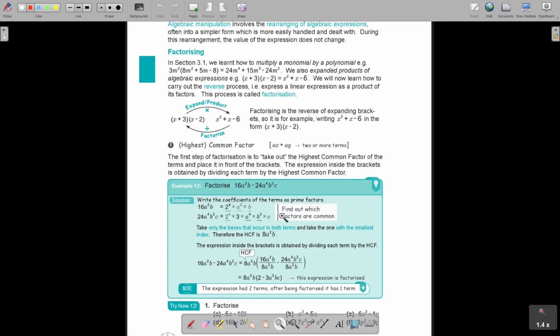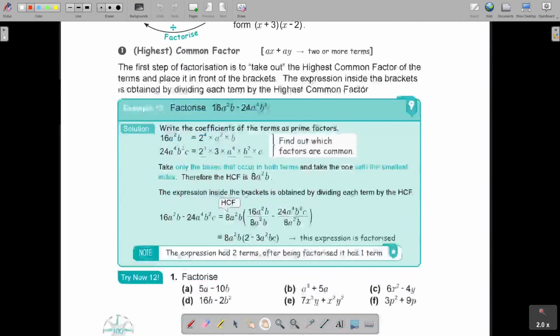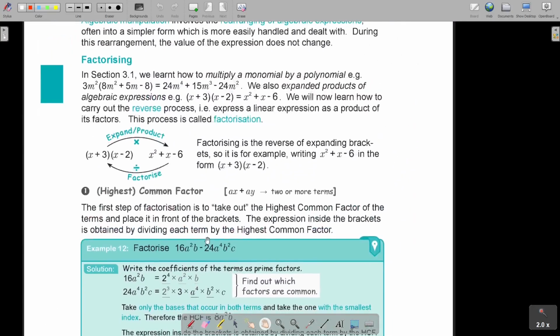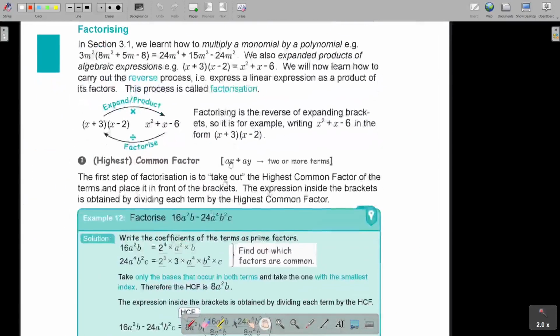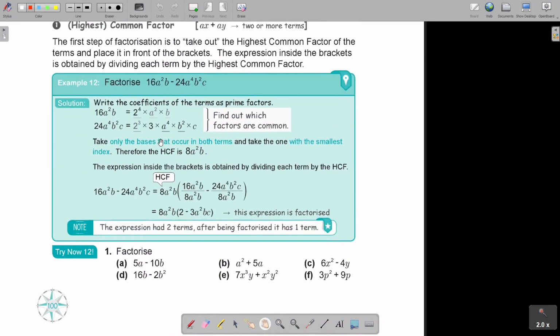This is easy. I think you did it also in grade 9. So it's on page 100. We are in chapter 3. And remember, if you expand, you go there, and if you go back to the brackets, you factorize. So it's good that we see that also.